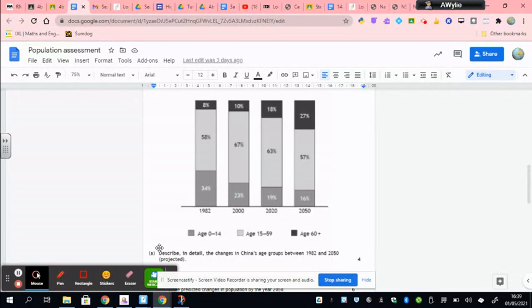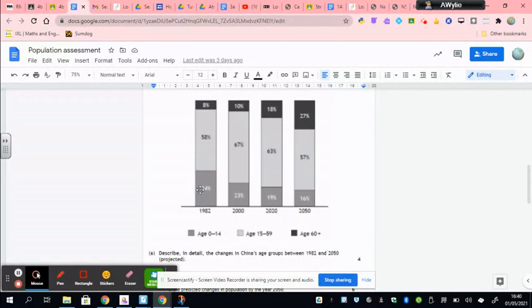The key thing here is to write an answer that's quite quick. Some people can take a long time to answer these questions. So I would always start by looking at where the biggest changes have been. So I would have said in the old age group over 60, China had 8% in 1982. This has increased to 27% in 2050, which is an increase of 19%.